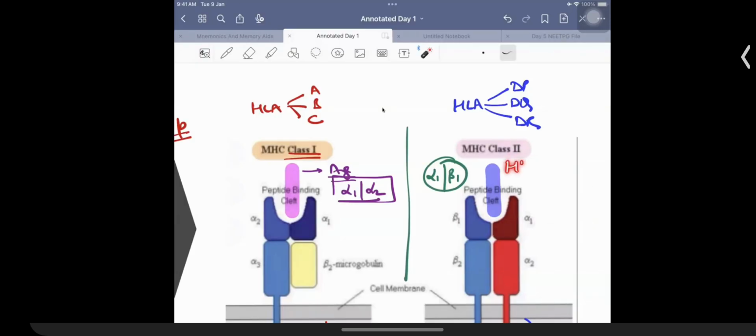Similarly, patients who have HLA-DR4 have a high risk of development of rheumatoid arthritis. DR4, high risk of rheumatoid arthritis. That's a pathology and orthopedics question. If I'm talking about a patient who has HLA-B27, B27, high risk of ankylosing spondylitis.